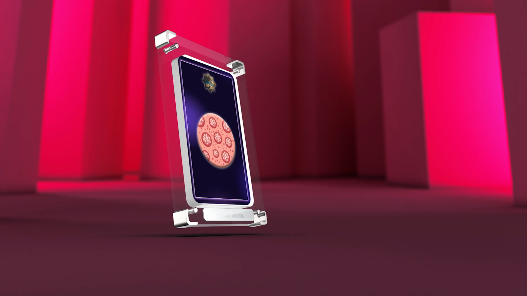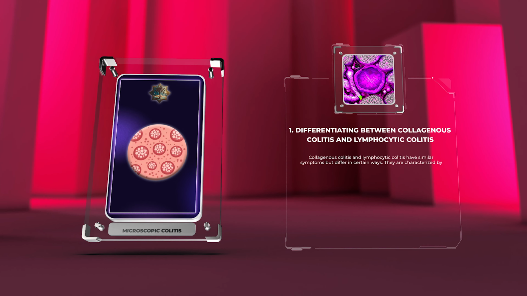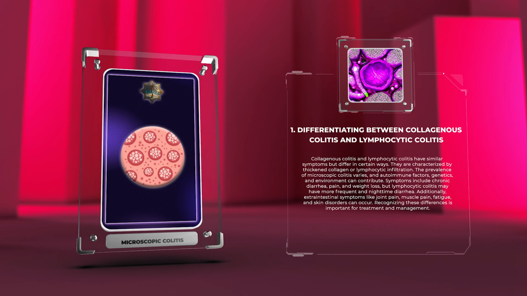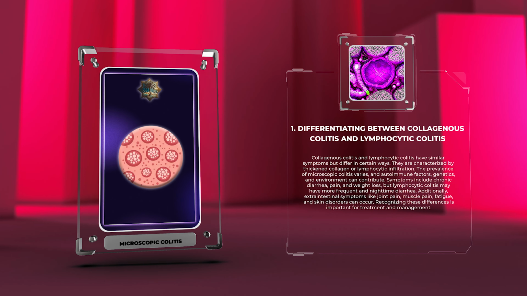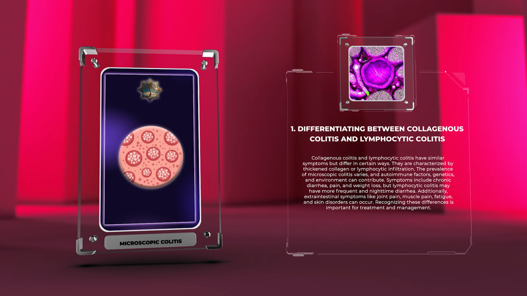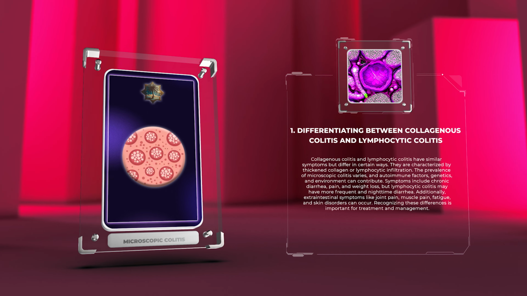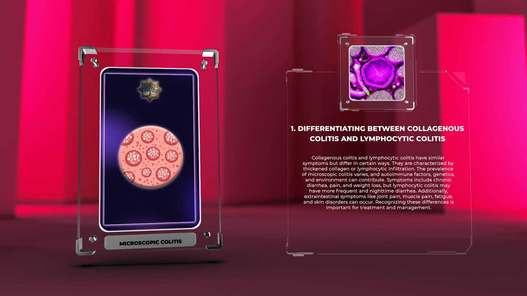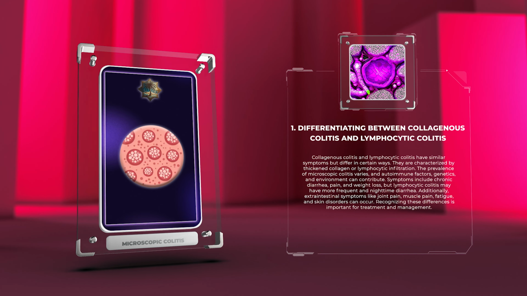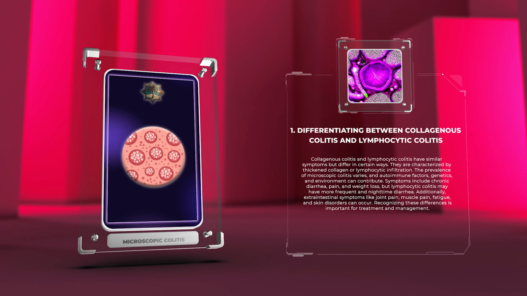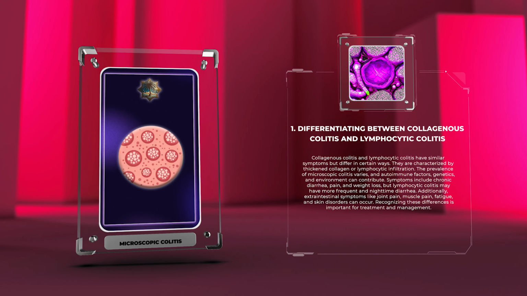Collagenous colitis and lymphocytic colitis have similar symptoms but differ in certain ways. They are characterized by thickened collagen or lymphocytic infiltration. The prevalence of microscopic colitis varies, and autoimmune factors, genetics, and environment can contribute. Symptoms include chronic diarrhea, pain, and weight loss, but lymphocytic colitis may have more frequent and nighttime diarrhea. Additionally, extraintestinal symptoms like joint pain, muscle pain, fatigue, and skin disorders can occur. Recognizing these differences is important for treatment and management.